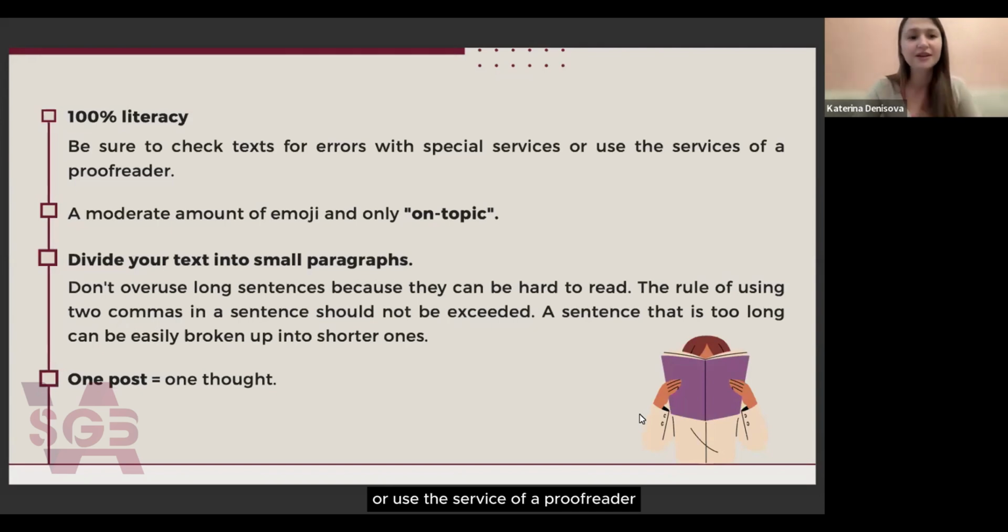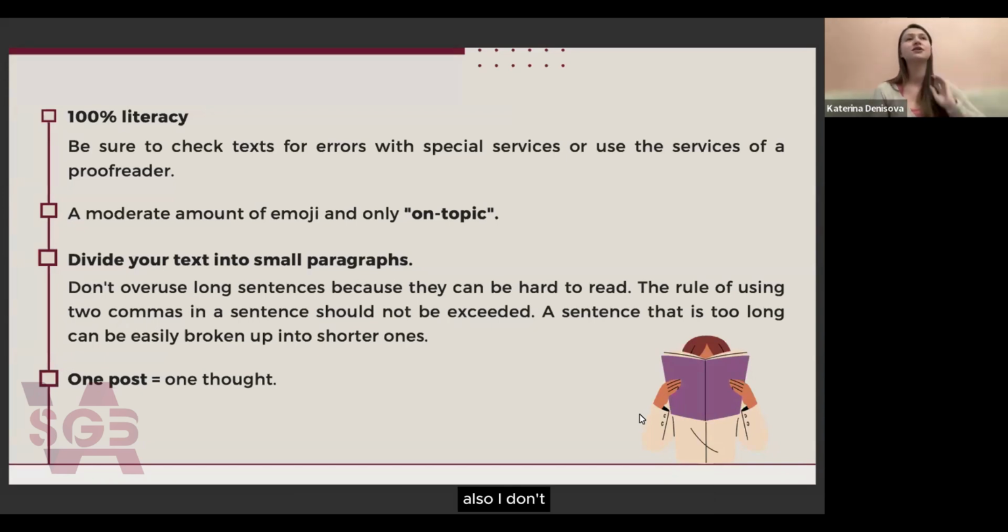Please be sure to check your texts for errors with special services, or use the service of a proofreader, because your Instagram might be very beautiful. Your text might be very deep. Everything, designs could be perfect. But if there are mistakes inside the text, nobody would trust your business. It lowers the level of trust in what you are saying. So make sure to check everything you post on special services or with a proofreader.